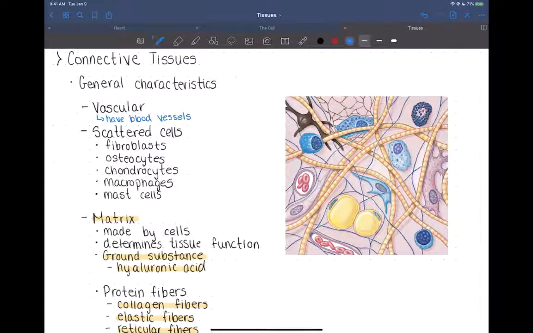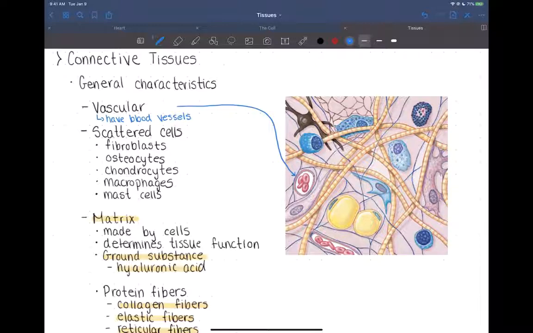Here on our picture, you can see these blood vessels, and these little red blood cells sitting inside of them. So those are definitely blood vessels. Here would be another blood vessel with some red blood cells. So they're vascular. Then also with connective tissues, the cells are going to be scattered. This is different from our epithelial tissues, which have those very tightly packed cells that are touching each other. They're going to be scattered for these connective tissues, so they don't have to be touching each other.